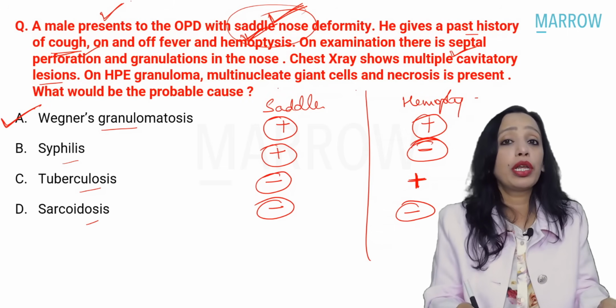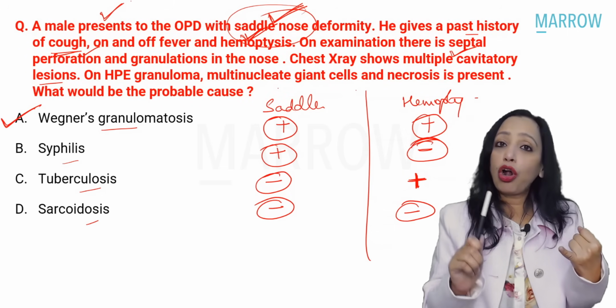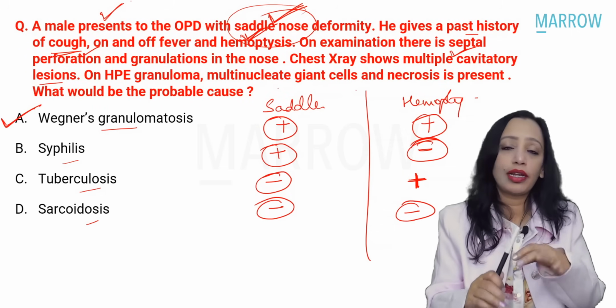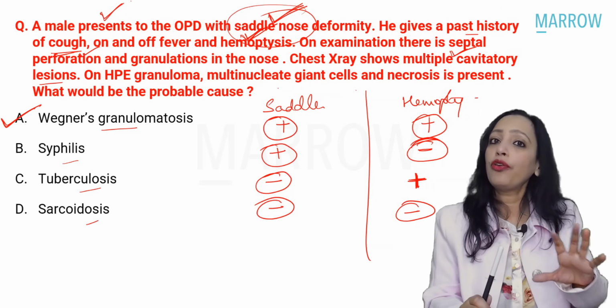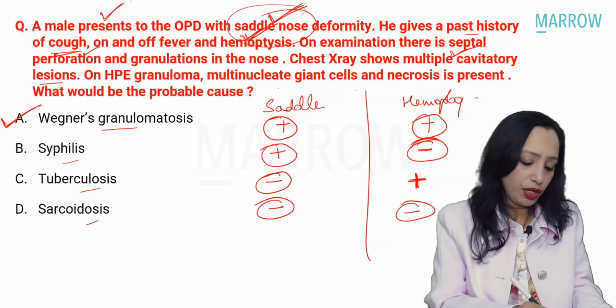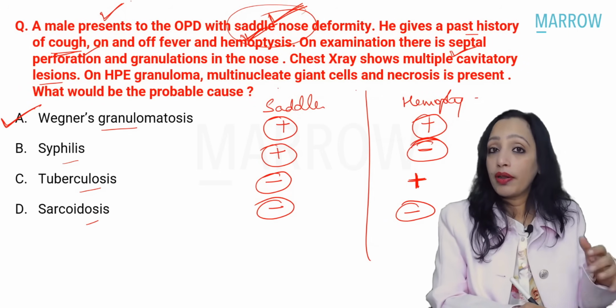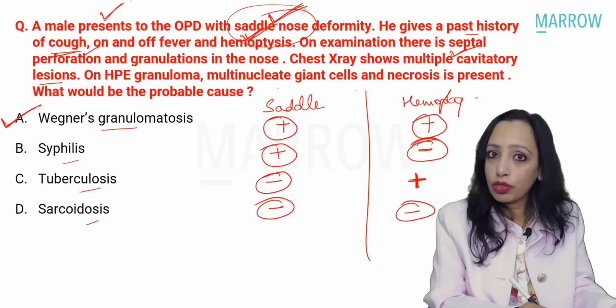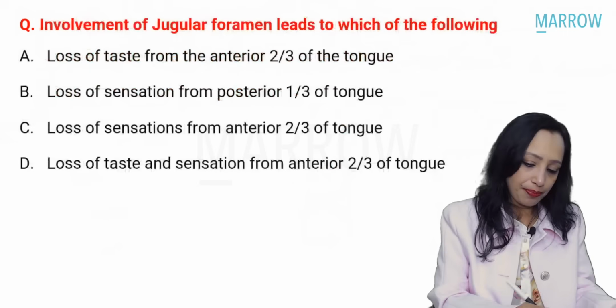One more thing I want to tell you is, whenever in the question there is a lot of crusting, there is perforation, there are granulations, we have to think of granulomatous conditions of the nose. Along with that, whenever there is a lot of crusting, we can think of atrophic rhinitis also. That is again a favorite question of your exam.